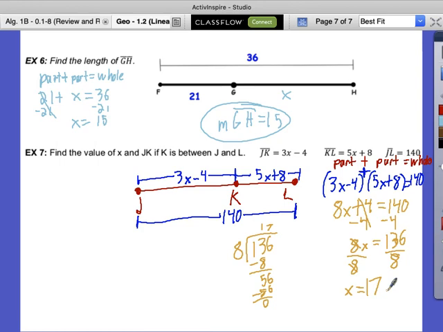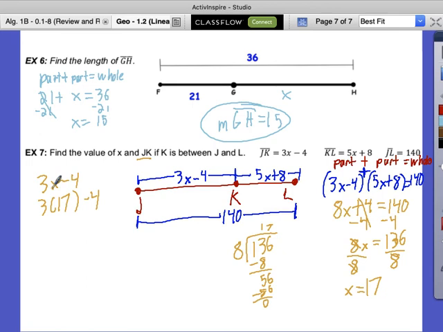Are we 100% done yet? Nope, we're close. We found x, but what else do we need to find, Kenny? Actually, we just need to find one part, just JK. So we actually just have to plug it in to JK. So we plug x back into JK, so we can find this one. So 3x minus 4: instead we put 3 times 17 minus 4. Because x is multiplying to 3, 17 is going to multiply to 3.